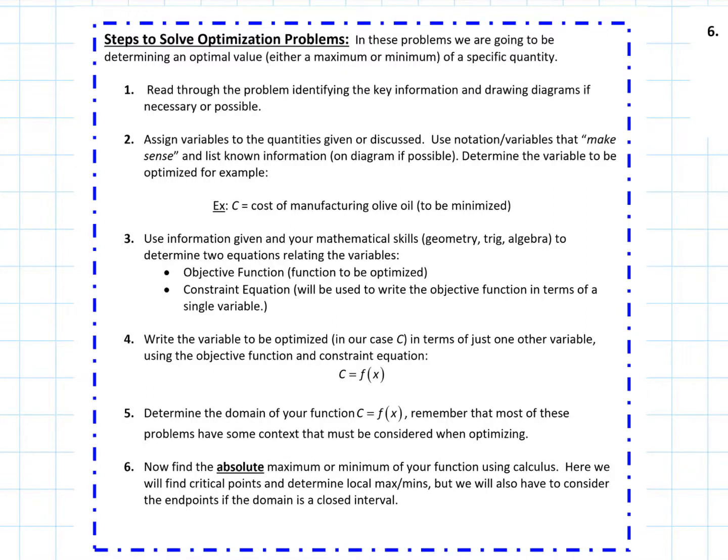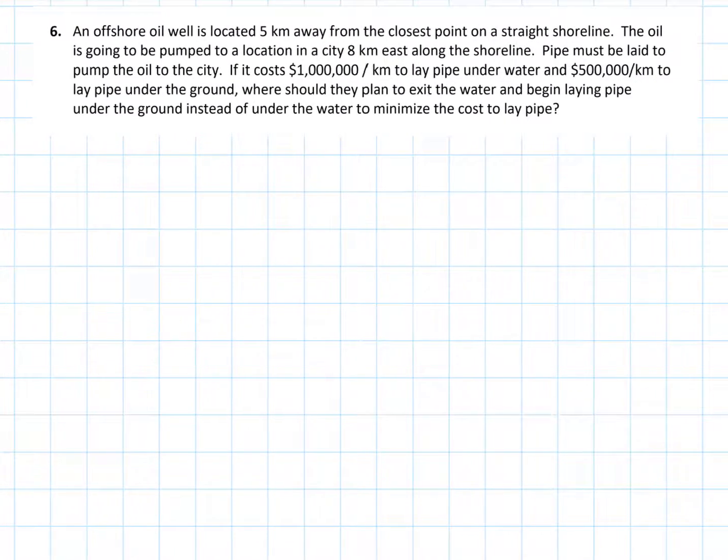Let's do another optimization problem. So taking a look once again at our steps to optimization here on the screen, and remembering that our goal here is going to be to create an objective function using whatever constraints are given in the problem, and then to use that function and what we know about calculus to find the maximum or minimum, whatever it is that we're looking for. So let's take a look at this example.